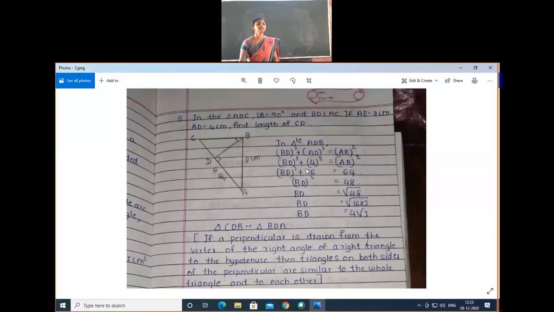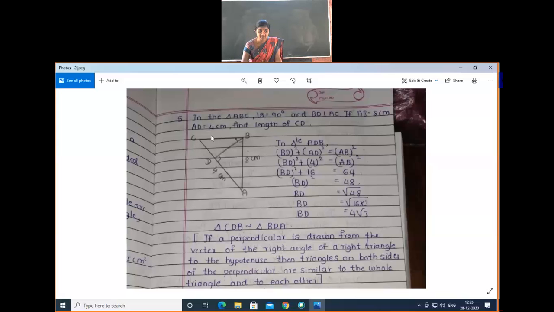Okay. See here, fifth one. In the triangle ABC, angle B is 90 degrees and BD is perpendicular to AC. If AB is 8 centimeters and AD is 4 centimeters, find the length of CD. This CD length we have to find out.